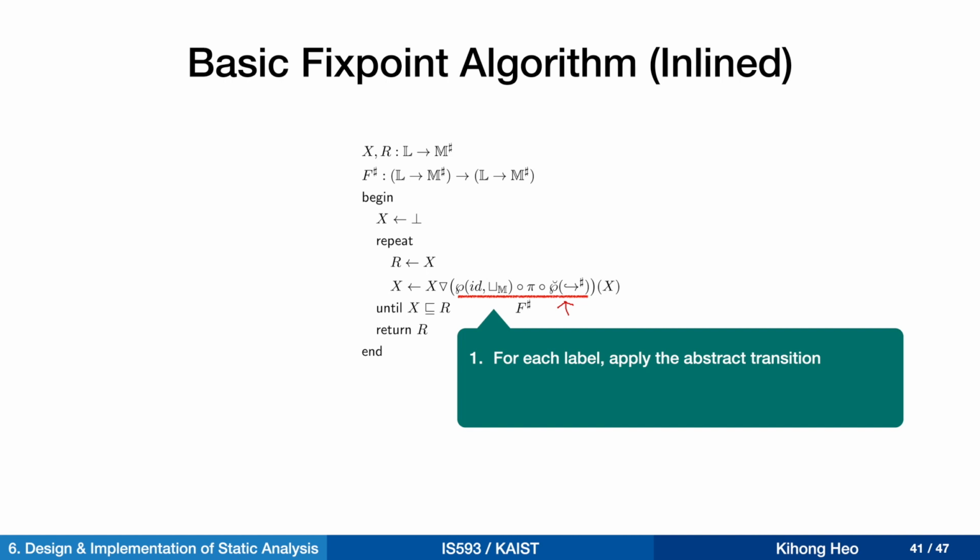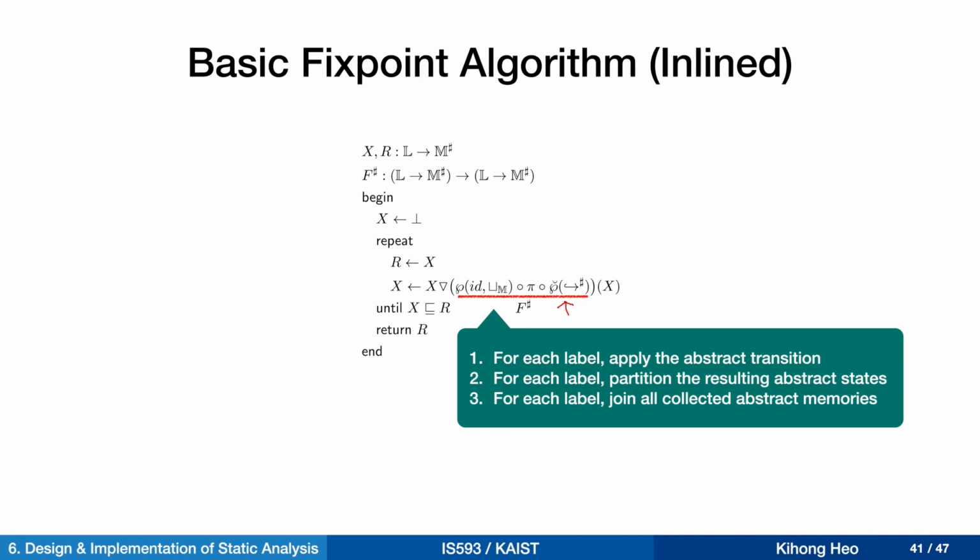Then we will get a set of newly reachable abstract states. Next, for each label, we partition the resulting abstract states, and the outcome will be a set of abstract memories for each label. That is the second step. Finally, we will join all collected abstract memories and make a single abstract memory per label. That is the last step.